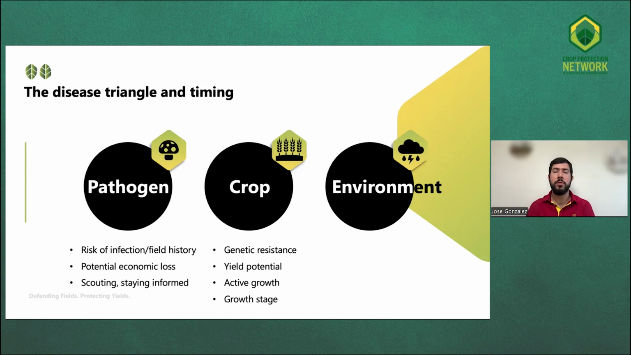Then we should think also about active growth. So if you do an application at a given moment and you have active growth, we should consider that the new growth that came after the application is probably not protected. It will not be protected by the application that you did in the past. So you should know if this is something that you should consider for future applications or not. Also, it's important to understand what growth stages of your crop are more susceptible to a disease, to define what is the best timing to apply a fungicide or not.